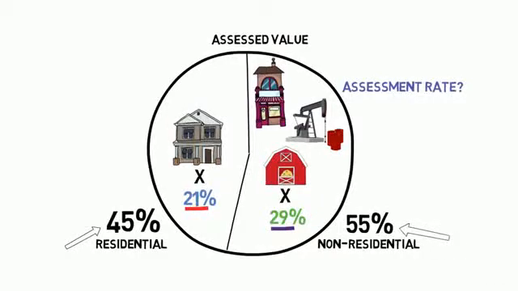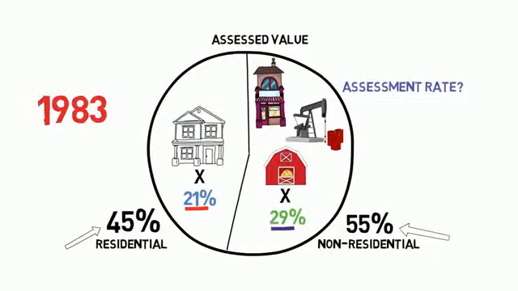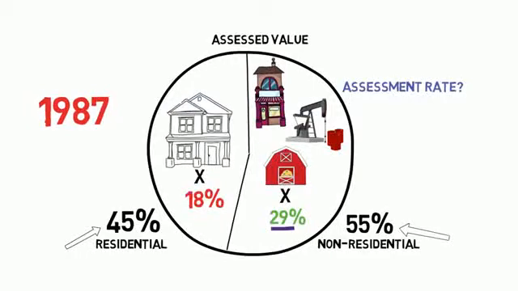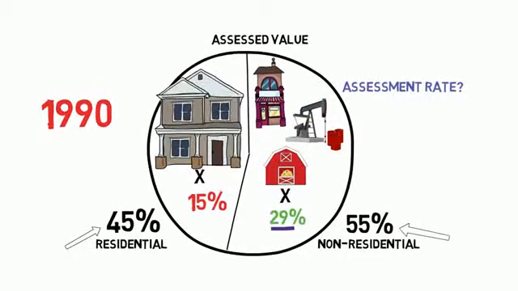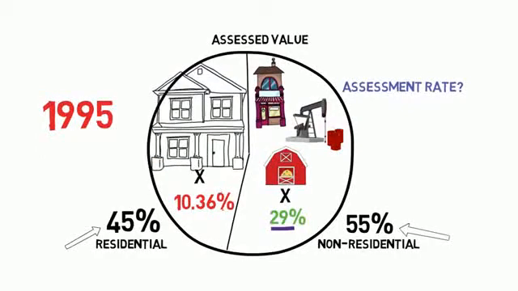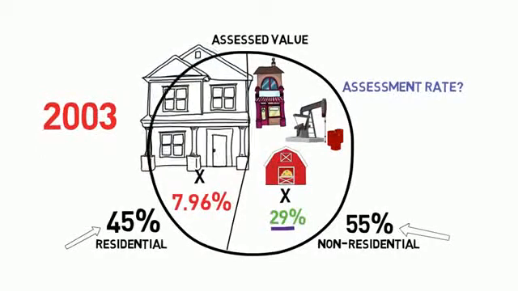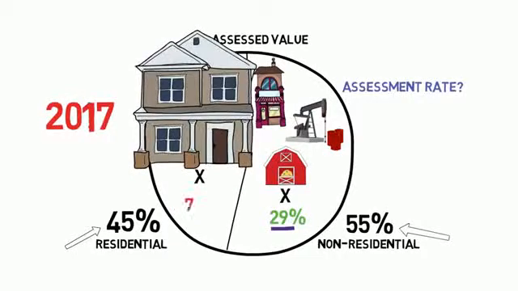When Gallagher was added to the Constitution, the residential assessment rate was 21%. Throughout the 1980s, the growth in value of residential property outpaced increases in non-residential property values. With ever-rising residential property values, the assessment rate on homes had to be lowered. It fell to 18%, then 16%, then 15%. It hit 10.36% in 1995, then fell to 7.96% in 2003, and in 2017 it dropped to 7.2%. That's roughly a 10% drop in the rate.